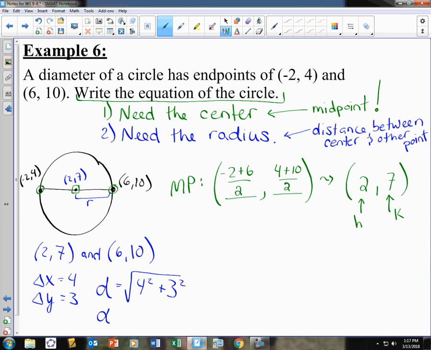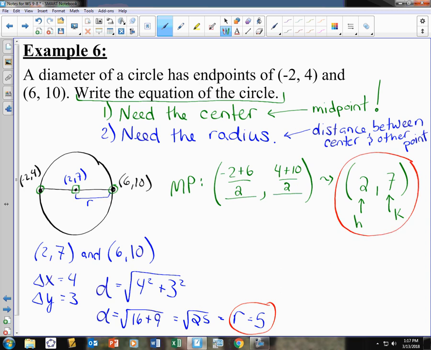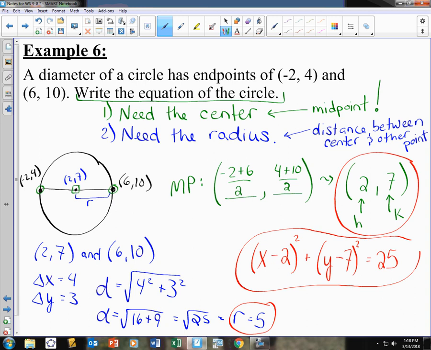Wow, we've had lots of these. Square root 25. Apparently our favorite radius is a length of 5. I think every problem we've done has had something like that. So now we have all of our pieces. So let's see here. This matters, and this matters, and now we can write our equation. So x minus 2 quantity squared plus y minus 7 quantity squared equals 25. And there we go. That's how we find the equation of a circle if we know the endpoints of a diameter.